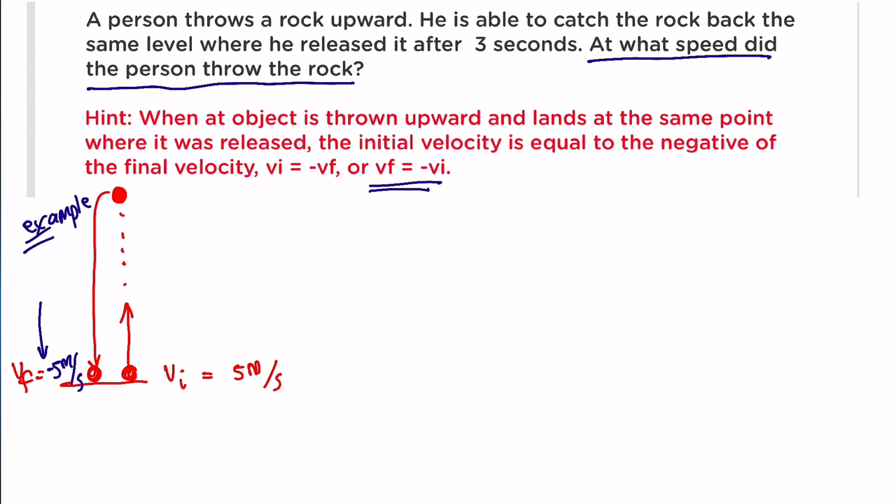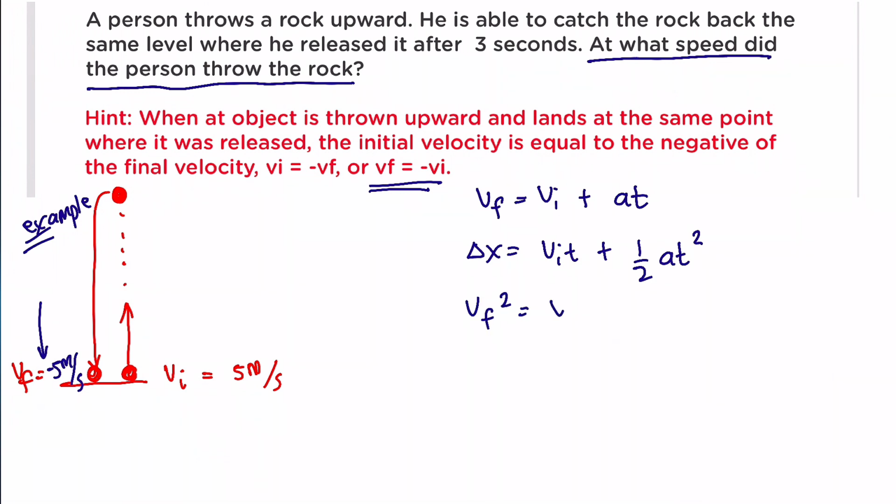So we have VF is equal to VI plus AT. We also have the equation delta X is equal to VIT plus 1/2 AT squared. And finally, we have VF squared is equal to VI squared plus 2A delta X. Remember that since we are talking about free fall, our acceleration is just the acceleration due to gravity, which is equal to negative 9.8 meters per second squared.